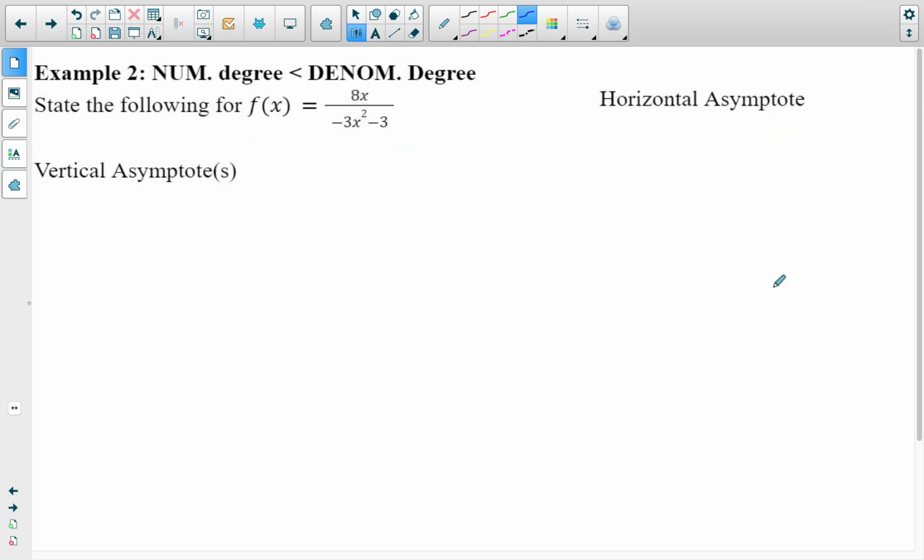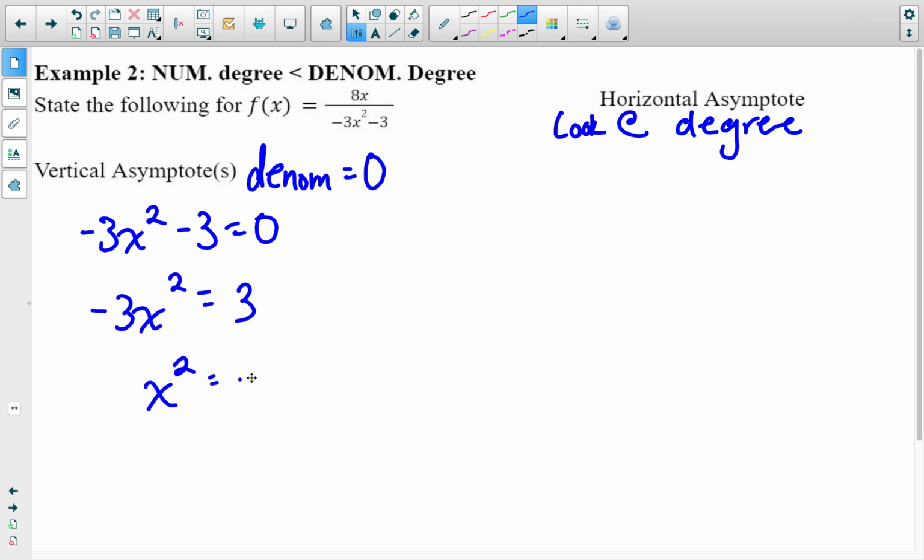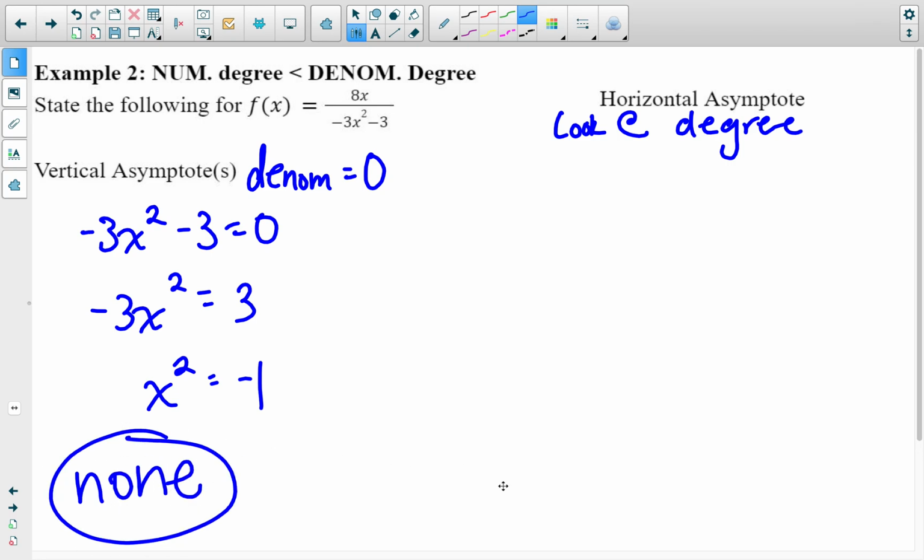Second case: the numerator's degree is less than the denominator's degree. Again, for the vertical asymptote, you're always just going to set your denominator equal to 0, and for the horizontal asymptote you look at the degree. Vertical asymptote: set negative 3x squared minus 3 equal to 0. We're going to solve this out. Negative 3x squared equals 3. x squared equals negative 1. So what number squared equals negative 1? There are no real numbers that satisfy this. There are only imaginary numbers, so we would not be able to graph that on a coordinate plane. So there is no vertical asymptote here.